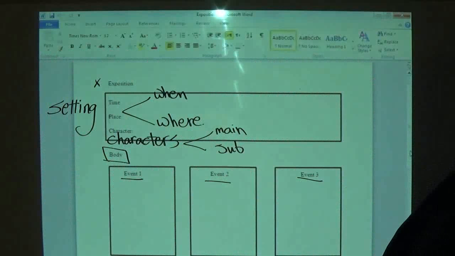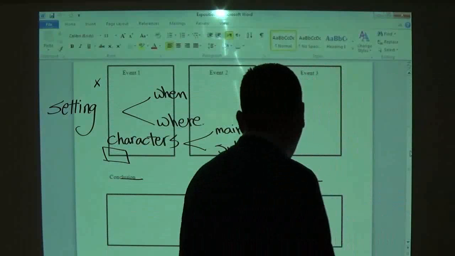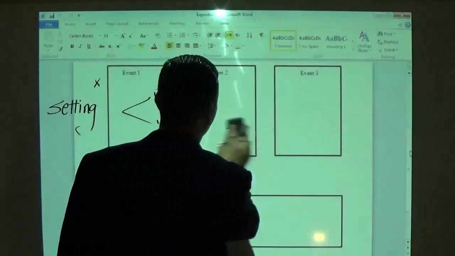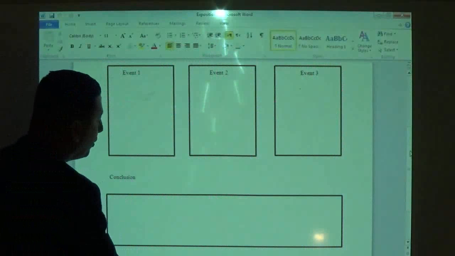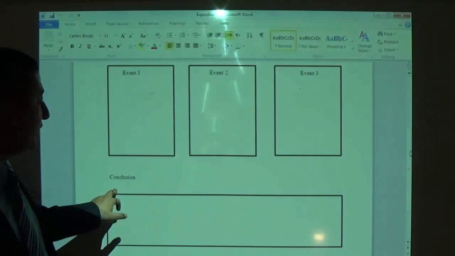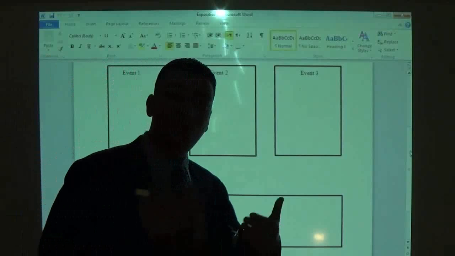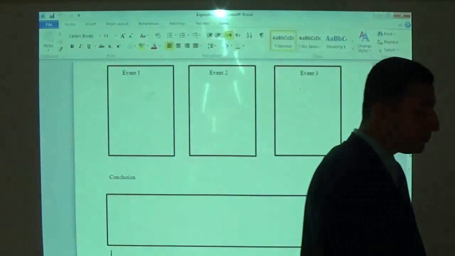The last part will be the conclusion. As we said before, the conclusion is the resolution, when the story ends. Now we are going to speak about figurative language.